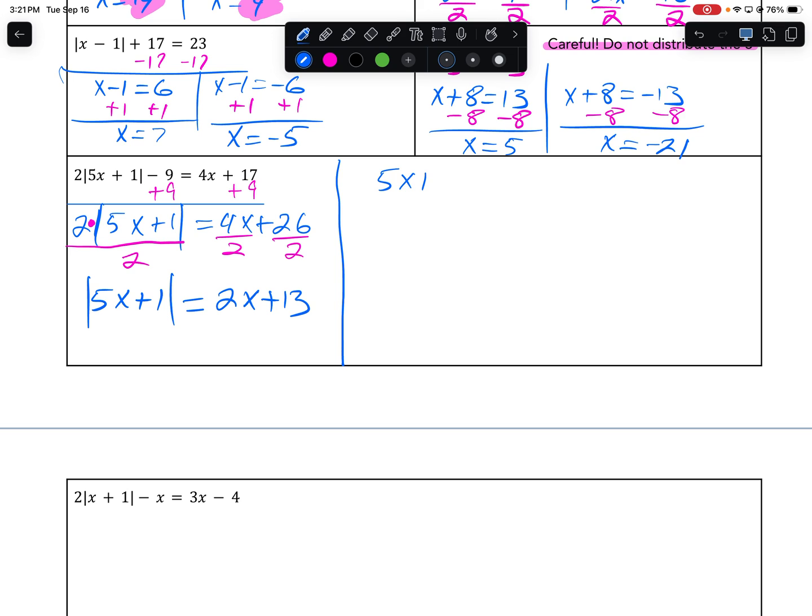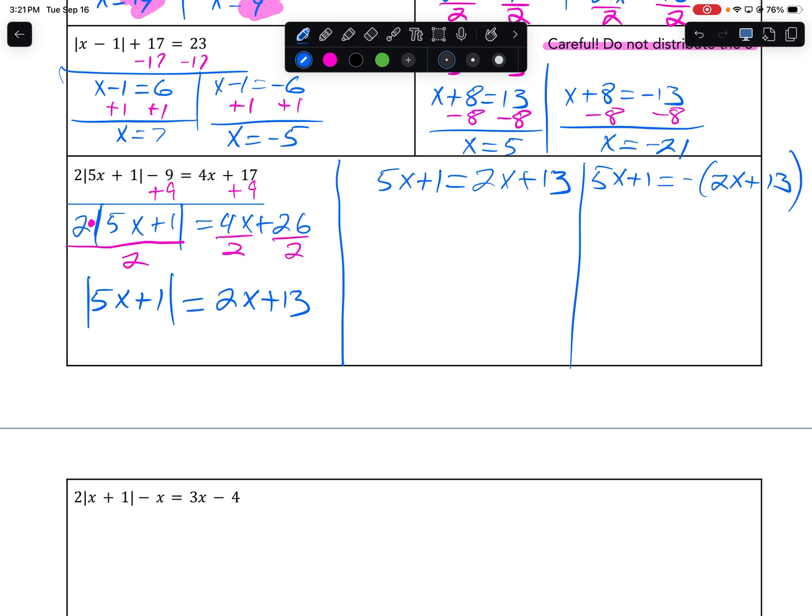So 5x plus 1 equals 2x plus 13. And then our second one, 5x plus 1. Now this is where it gets a little funky. We do negative, right, because we're subtracting, and then you have to subtract both parts.